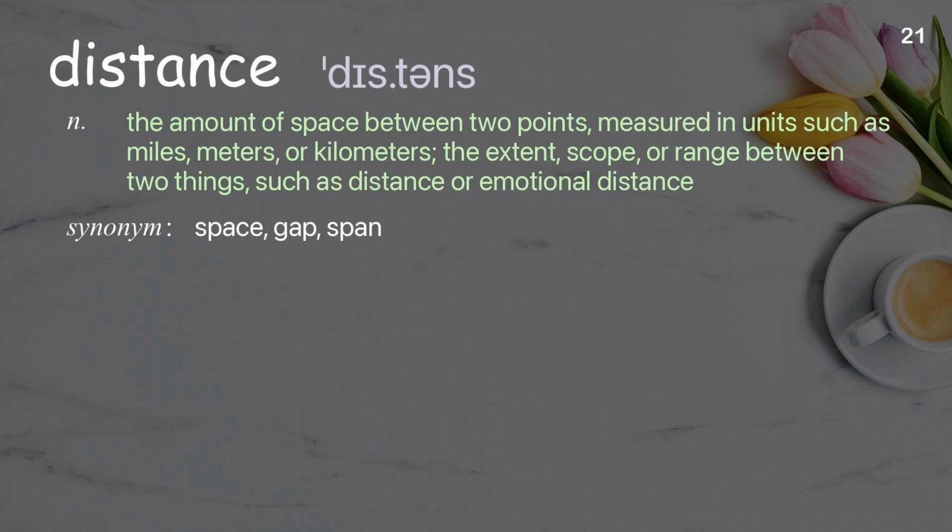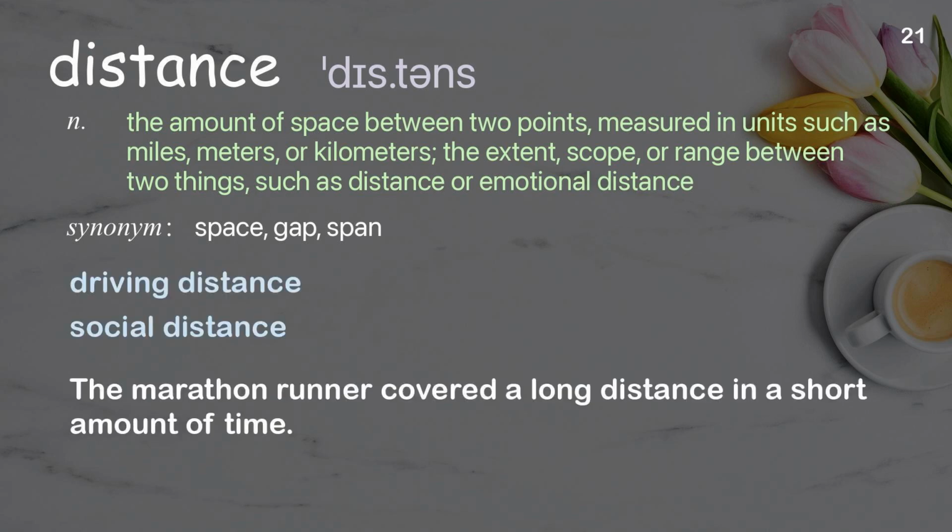Distance. The amount of space between 2 points, measured in units such as miles, meters, or kilometers; the extent, scope, or range between two things, such as physical distance or emotional distance. Examples: Driving distance. Social distance. The marathon runner covered a long distance in a short amount of time.